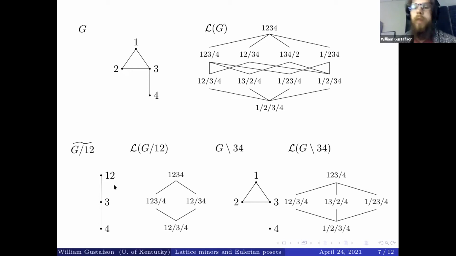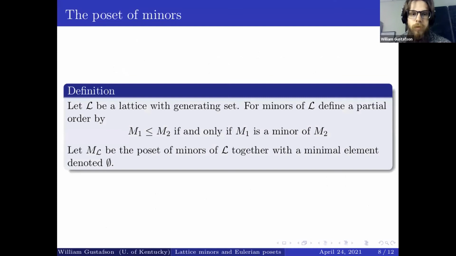So now the main object that I want to tell you about is the poset of minors of the lattice. Right, so here's our definition of that. It's simply the set of all minors of a lattice with a specified generating set. And then we partially order them. Essentially, you go down by deleting or contracting. And then I'm also going to add a minimal element, which I'm going to denote empty set, so we don't get confused with the 0 hat in the lattice. Okay, and I'm denoting that by ML here.